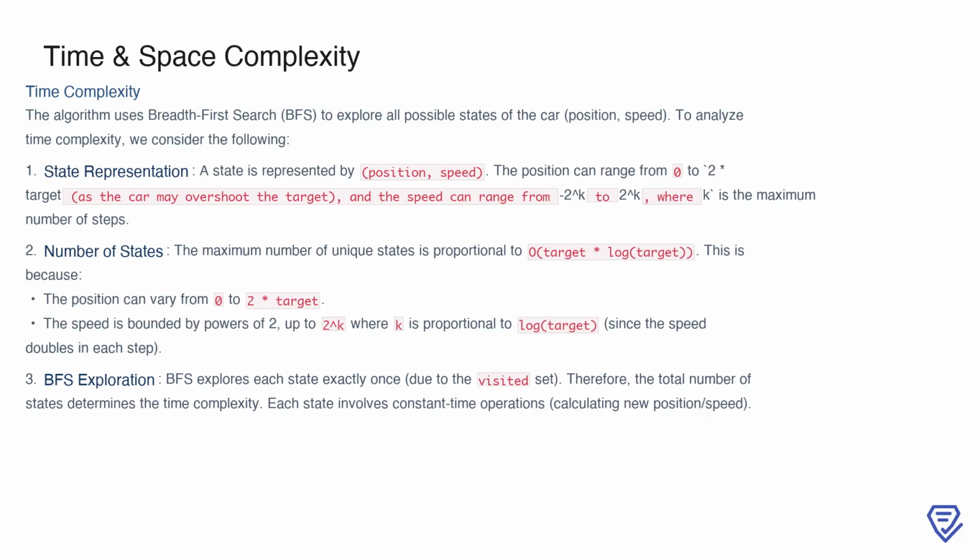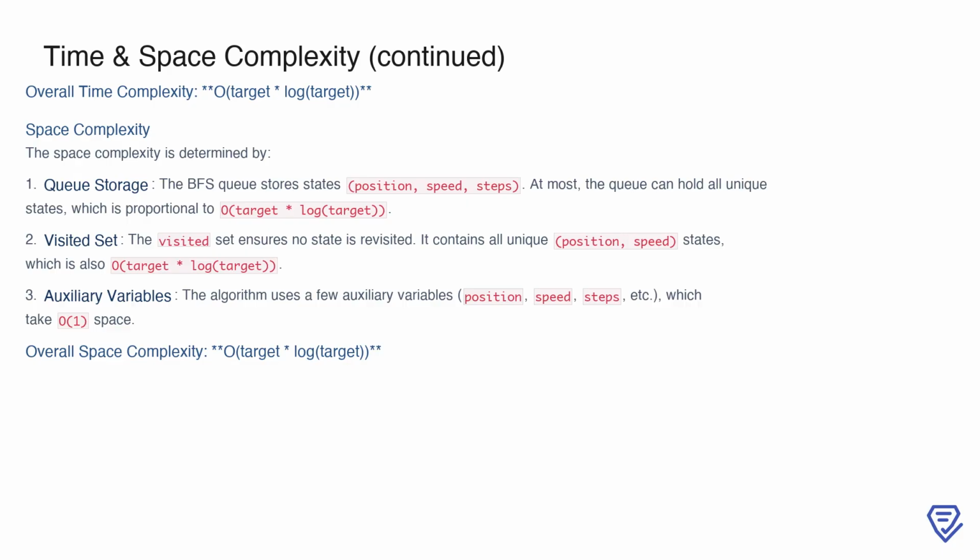Using breadth-first search, the algorithm explores each state exactly once, thanks to the visited set that prevents revisiting states. Since each state involves constant time operations like calculating the next position or speed, the total time complexity is determined by the number of states explored, which is O(target times log target). The overall time complexity of the algorithm, as discussed, is O(target times log target).